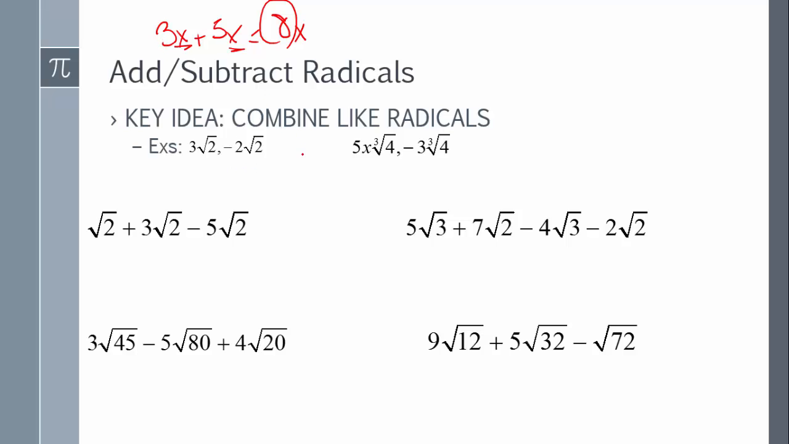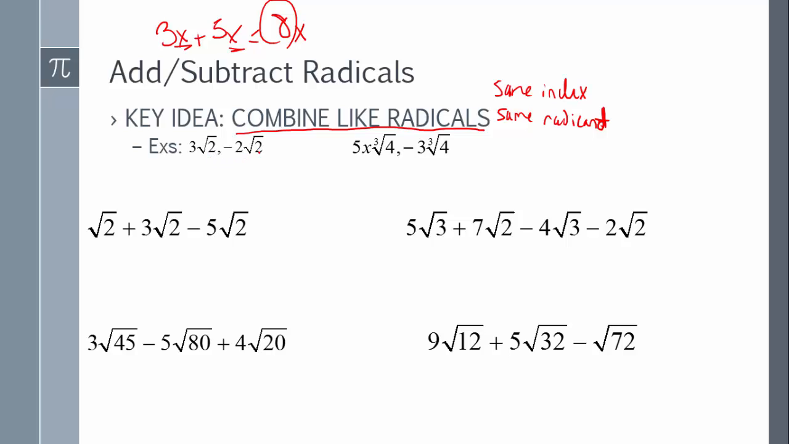We're going to do the same thing with radicals. Instead of combining like terms, the key is combining like radicals. And what I mean by like radicals, I mean same index and same radicand. So, D, not T.